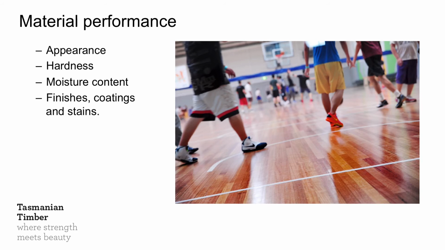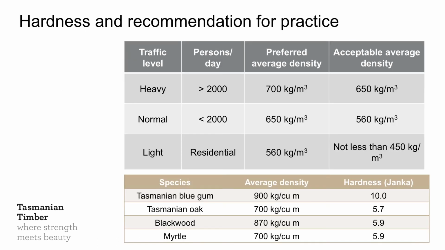If we're looking at material performance, which is how does this material satisfy the performance requirements, then appearance is a performance requirement, but it's really up to the designer. We've got hardness, moisture content, and finishes and coatings and stains. I want to do a little bit on hardness and quite a bit on moisture content, and not so much on the last one. So this is hardness and recommendations for practice for floors.